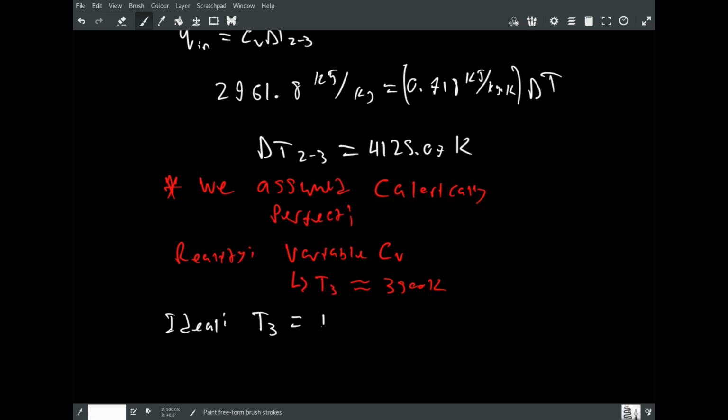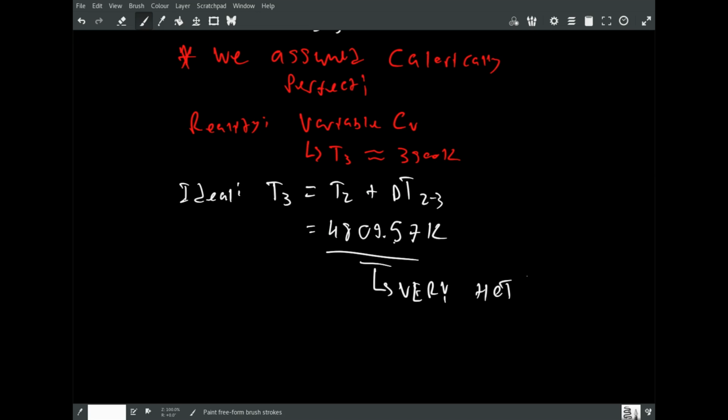T3 equals T2 plus delta T from 2 to 3, which basically is going to be equal to 4809.57 Kelvin. That's very, very high. And as I mentioned, in reality, we usually get closer to 3500 Kelvin. But in this case, we're using ideal gases. We have calorically perfect air. This is what we're going to get.